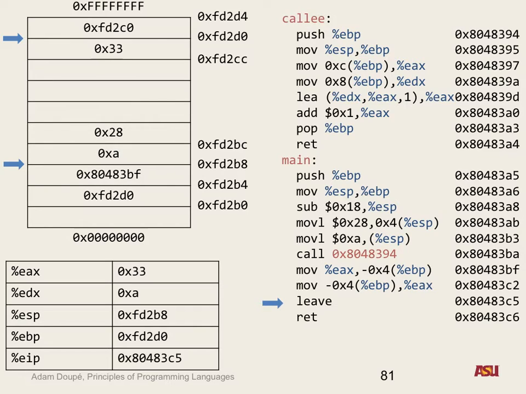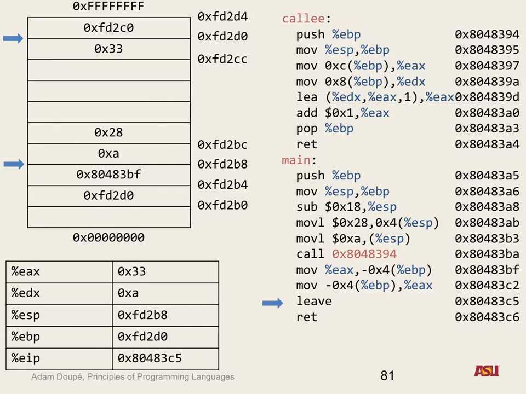So leave, you can think of it as the opposite of these three instructions. It does two things. It first sets the current stack pointer to the current base pointer. So in essence, it gets rid of this sub 18. It doesn't matter what the stack is, it's going to be set to the base pointer. Then it does an implicit pop EBP. So it takes the value that's currently on the stack here, FD2C0, and puts that into EBP.